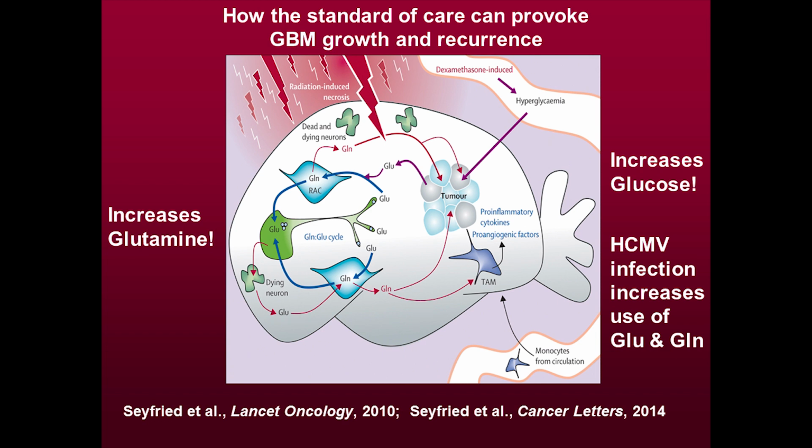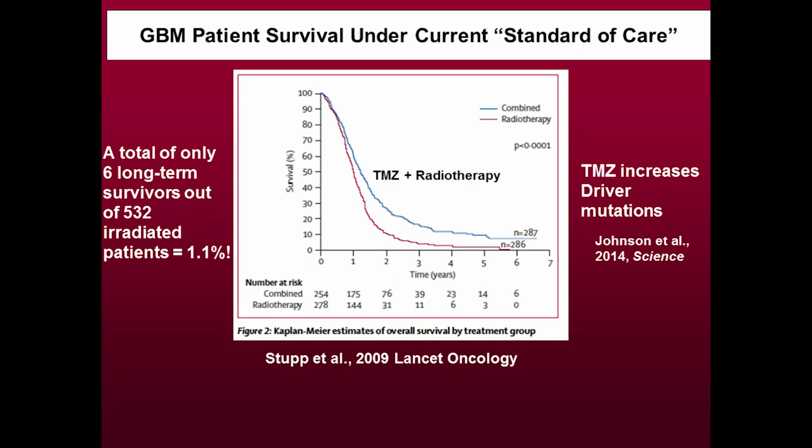All right? And many of these tumors are affected with human cytomegalovirus, which is a supercharger for driving glucose and glutamine into those tumor cells. The worst condition. And when Adrian said the other day, GBM is a perfect storm, the perfect storm is created by the standard of care. And look at the results.